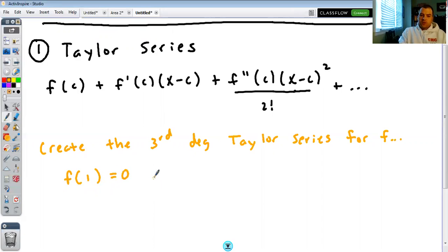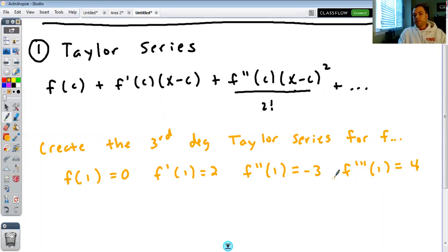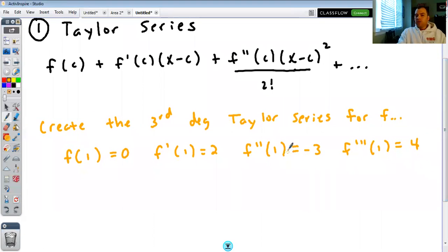F of 1 is equal to 0. F prime of 1 is equal to 2. F double prime of 1 is equal to -3. And F triple prime of 1 is equal to +4. So from this information, we can build a series about x equals 1, so centered at 1. That's going to be the c for each of these. And I know it's 1 because these are all at 1, and that's usually stated in the problem as well.